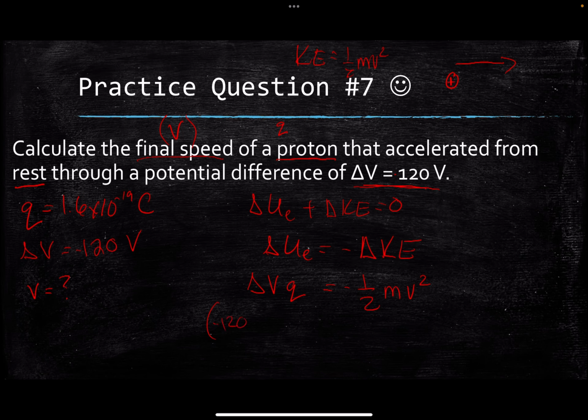We have negative 120. We've got 1.6 times 10 to the negative 19 equals, we've got that negative there still, which is going to cancel out those two negatives. And then we need to know the mass of a proton. I put that in the information at the beginning of this presentation. The mass of a proton is 1.67 times 10 to the negative 27 kilograms. And then we have our velocity squared. So please add that to your list of constants, the mass of a proton and mass of an electron.